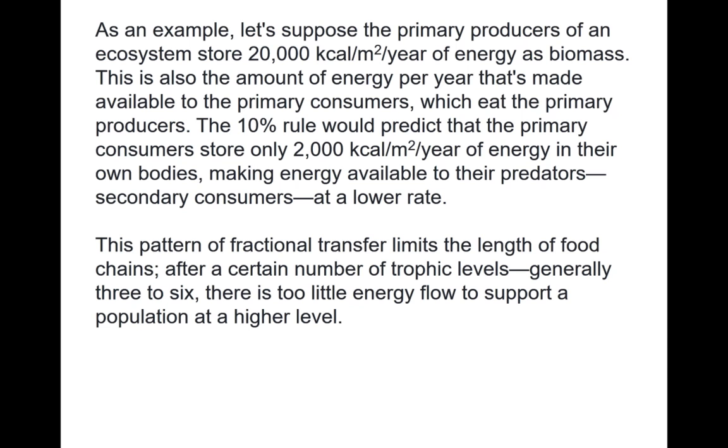As an example, let's suppose the primary producers of an ecosystem store 20,000 calories per meter squared per year of energy as biomass. This is also the amount of energy per year that's made available to the primary consumers, because if the primary producers make it, they're going to make it available to the consumers, which eat the primary producers. The 10% rule would predict that the primary consumers store only 2,000 kcals per year of energy in their own bodies, making energy available to their predators, the secondary consumers, at a lower rate. This pattern of fractional transfers limits the length of food chains.